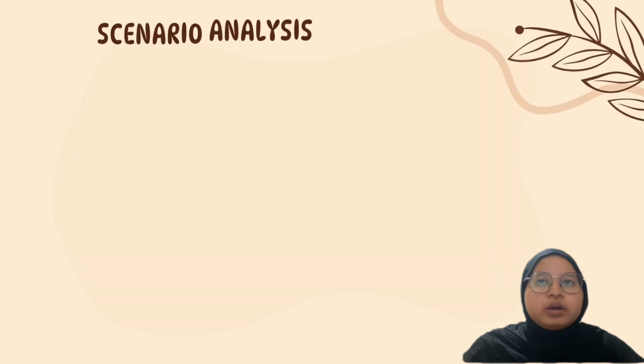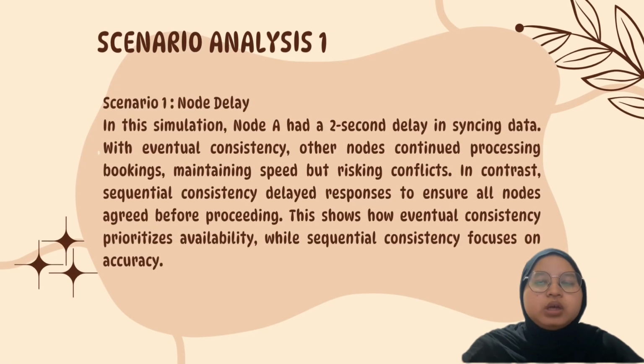Scenario analysis. Scenario 1 is about node delay. In this simulation, node A had a 3-second delay in syncing data. With eventual consistency, other nodes continue processing bookings, maintaining speed but risking conflict. In contrast, sequential consistency delayed responses to ensure all nodes agreed before proceeding. This shows how eventual consistency prioritizes availability while sequential consistency focuses on accuracy.